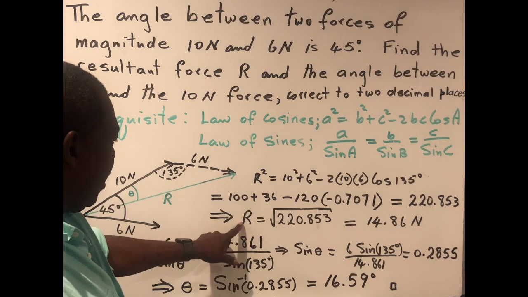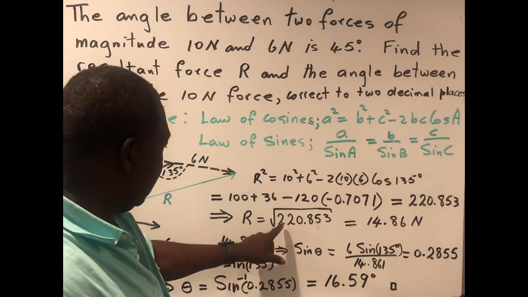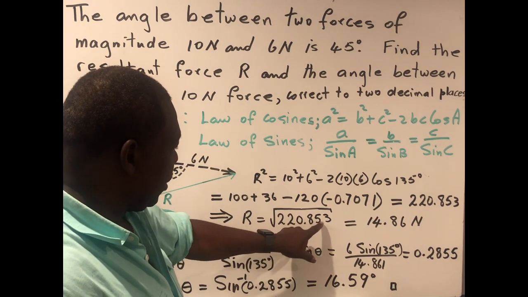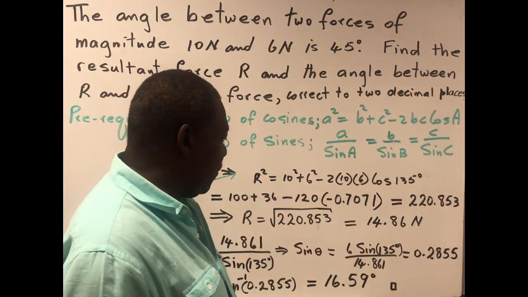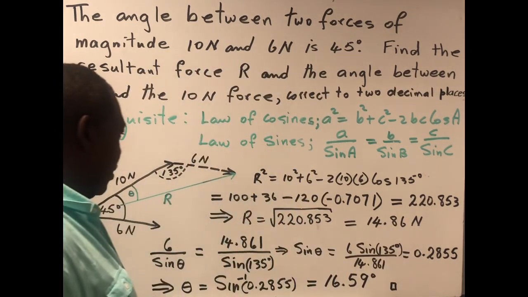And so, since this is R squared, R is now the square root of 220.853, which is equal to 14.86 newtons to 2 decimal places.